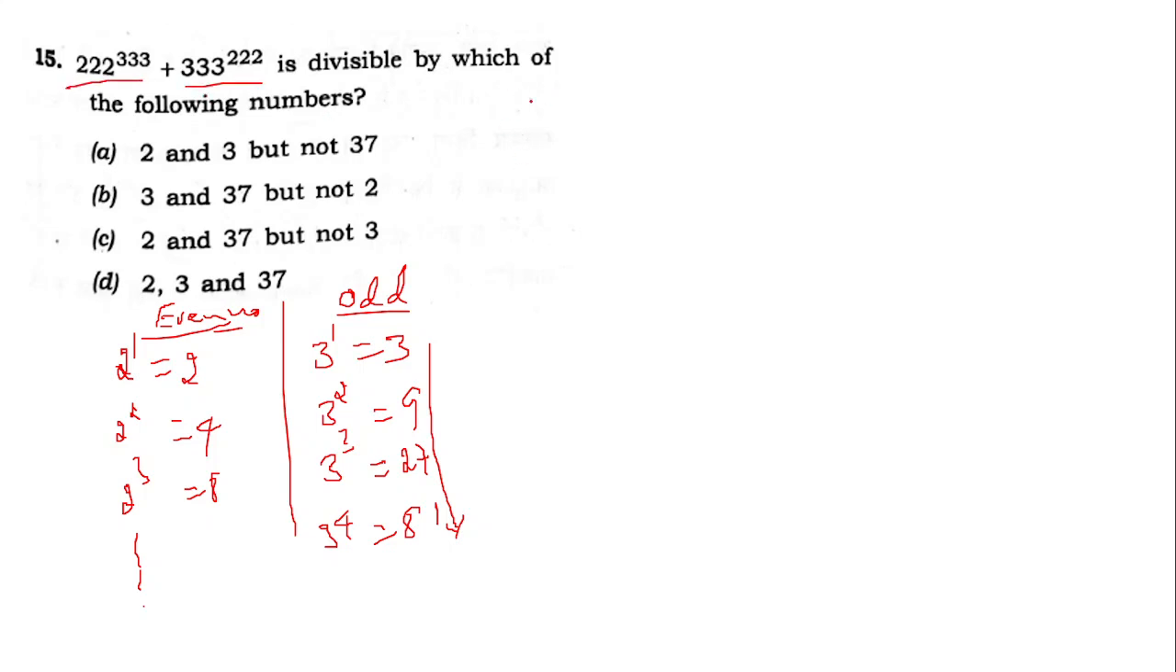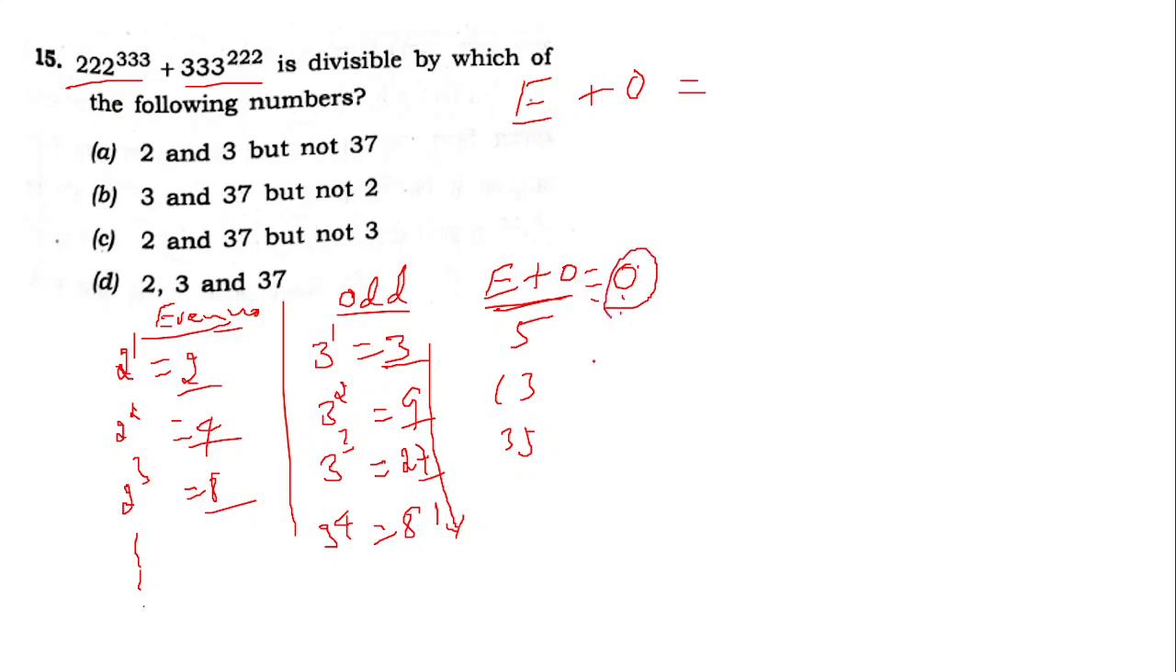Fine. So what happens when we add an even number plus an odd number? What is the resultant? Let us check here itself. 2 plus 3 is 5, odd number. Let us check other numbers also. 4 plus 9, 13. Again an odd number. 8 plus 27, 35. It goes on like this. So even plus odd is going to be an odd number. I hope it is right.